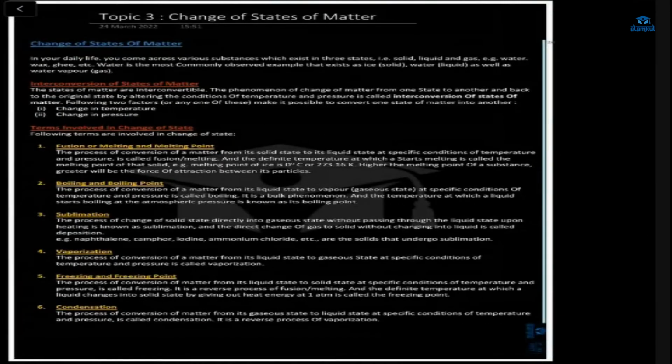This we already know: fusion, boiling, sublimation, vaporization, and condensation. Any doubt in this? The changing of state, any doubt? No, sublimation, deposition, all are correct. Deposition, last one, you Advika. What is deposition? Ma'am, deposition is the process due to which a gas gets converted into a solid. Yes, very good. It's a phase change from a gaseous state to a solid state without passing through the liquid state.